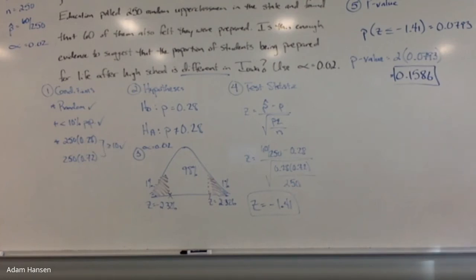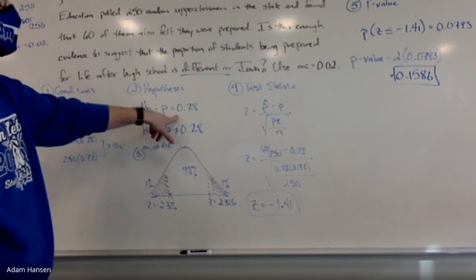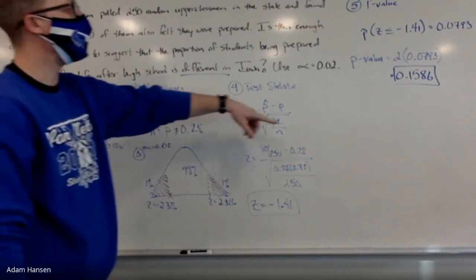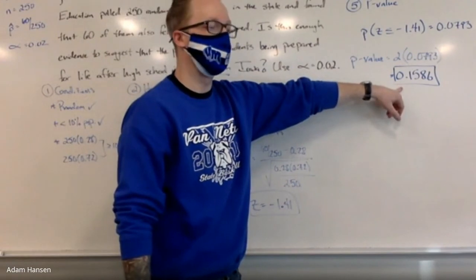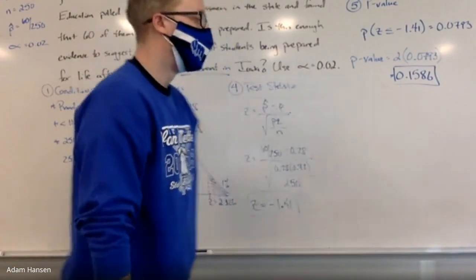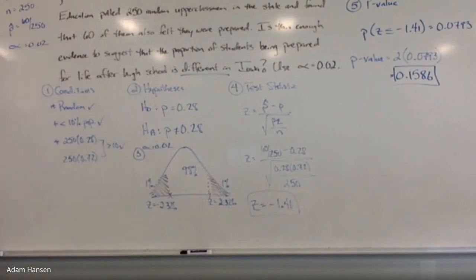If the null hypothesis were true, it's actually true that 28% of students felt prepared for life after graduation, I'd see sample data such as mine about 16% of the time. I can only reject a null hypothesis that's true 2% of the time. I only want to make a type 1 error 2% of the time.